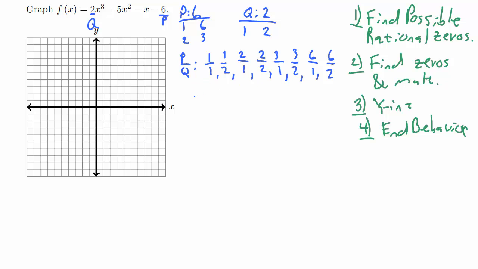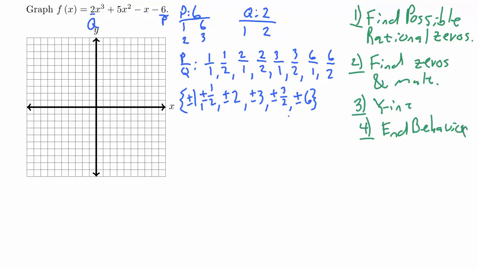Then we simplify. 1 divided by 1 is 1, 1 divided by 2 is a half. I'm going to go ahead and put plus or minus as we go along. 2 divided by 1 is 2. 2 divided by 2 is 1, but we already have it. 3 divided by 1 is 3. 3 divided by 2 is 3 halves. 6 divided by 1 is 6. And 6 divided by 2 is 3, but we already have that one. So this is going to list all of the possible rational zeros.